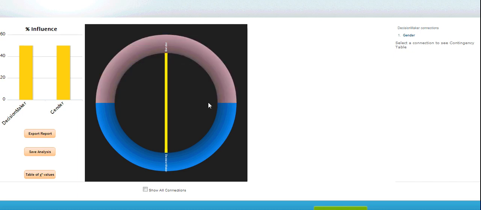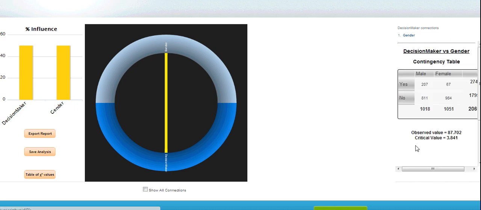You can see that there's two factors shown here: decision maker and gender, and you can see that there's a line connecting the two, which tells us immediately that gender and decision maker are indeed related. They're not independent. Let's see if a contingency table analysis uses the same information.